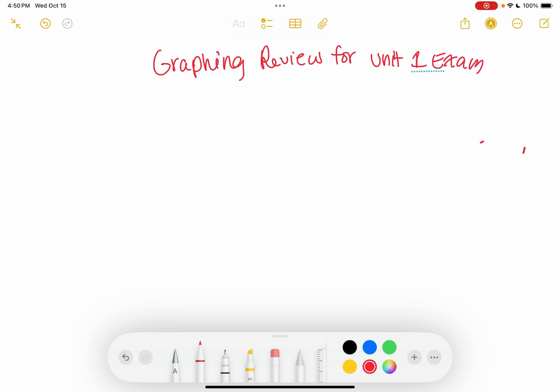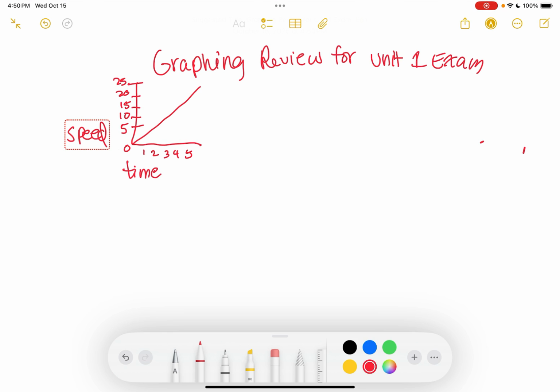The first thing I want to recap from class is the graph that said speed versus time. This is a terrible axis, so let me draw it a little bit better. We had 0, then 1, 2, 3, 4, 5, and here we had 5, 10, 15, 20, 25. And the line went something like that. Obviously, I don't have any grid marks on mine.